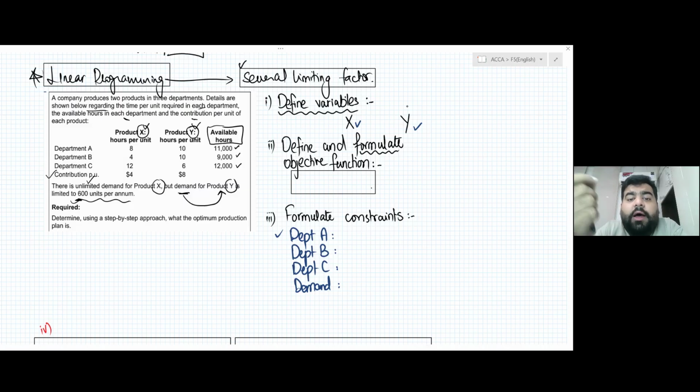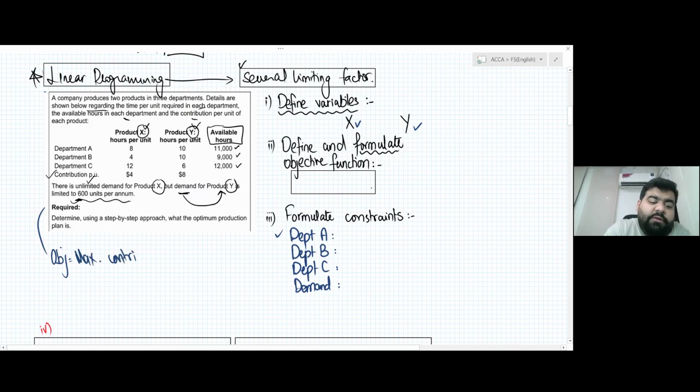Earn more what? Earn more contribution, as we have done in the last scenario. So here our objective is to earn maximum contribution while having limiting factors, while having a shortage of resources. So you have to make the formula of that objective function. Now we know we have the objective of maximum contribution, and contribution is given here. So we have to take this contribution in every question and make a formula.